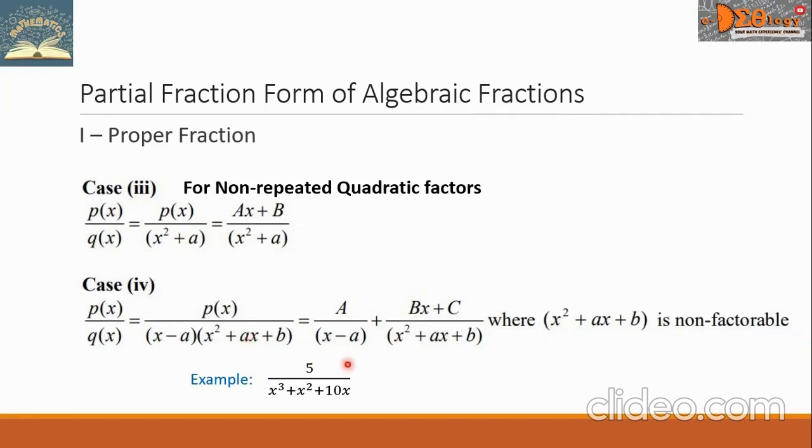Let us see this example. 5 over x cubed plus x squared plus 10x. We can factor out the denominator to be x times the quantity x squared plus x plus 10. Take note that this quadratic function here is non-factorable. So we can write the partial fraction form to be A over x. That is the first factor, that is linear, plus Bx plus C all over x squared plus x plus 10.